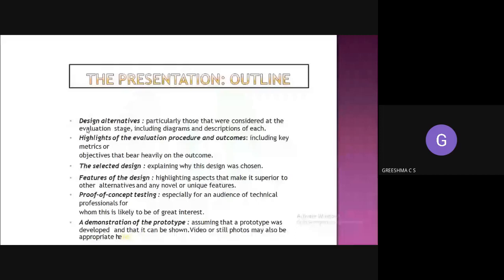The same pattern will follow here also. If we take the washing machine, it will also have different design alternatives. So you should also project those different design alternatives. The evaluation stage should be properly shown, and we should say that out of these stages, the last stage was successful.